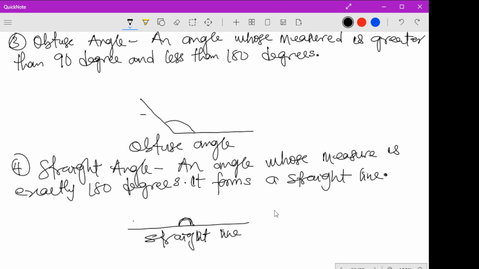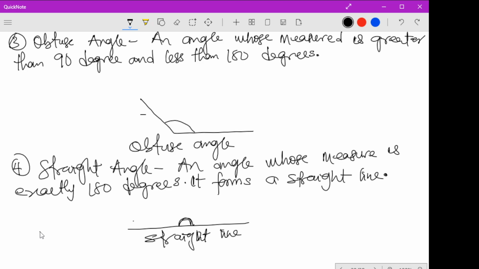So that is another type of angle. A straight angle is an angle whose measure is exactly 180 degrees. So that is just how the angles look like. Therefore, we still continue to explain what the types of angle are.